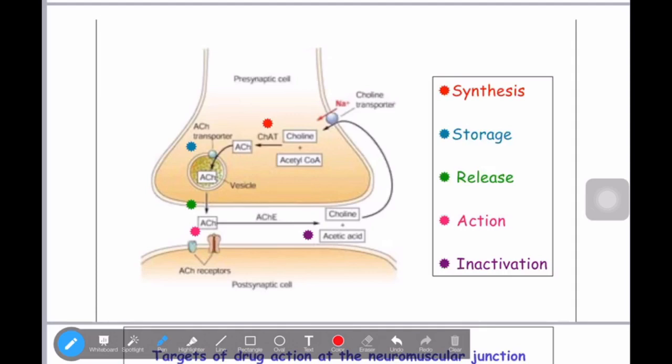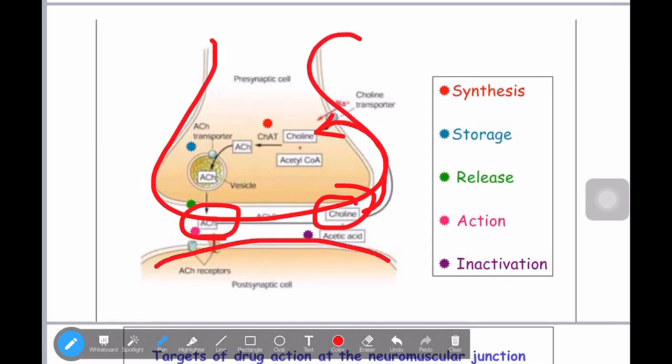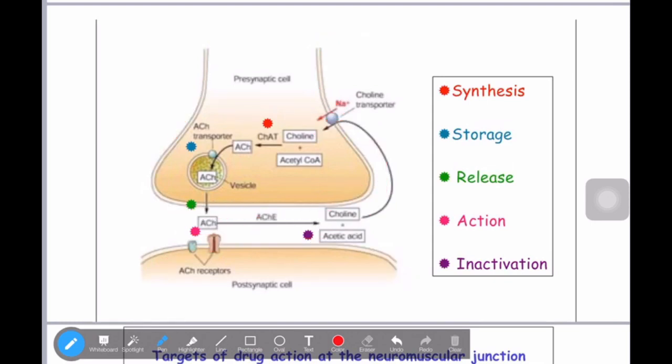To form acetylcholine we need choline. Choline will be broken down from acetylcholine, so it is like a recycling process. From the acetylcholine, choline and acetic acid will be broken down. This choline will enter into the presynaptic ganglion. This is the presynaptic ganglion and this is the postsynaptic ganglion. From here choline goes in to form acetylcholine again.